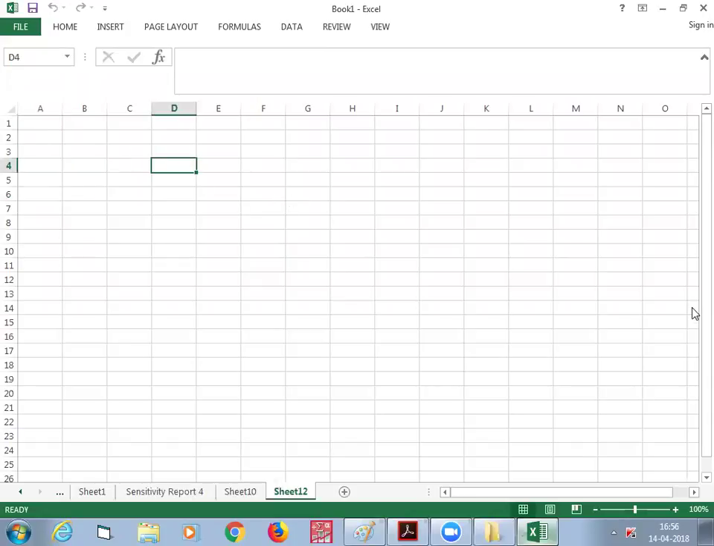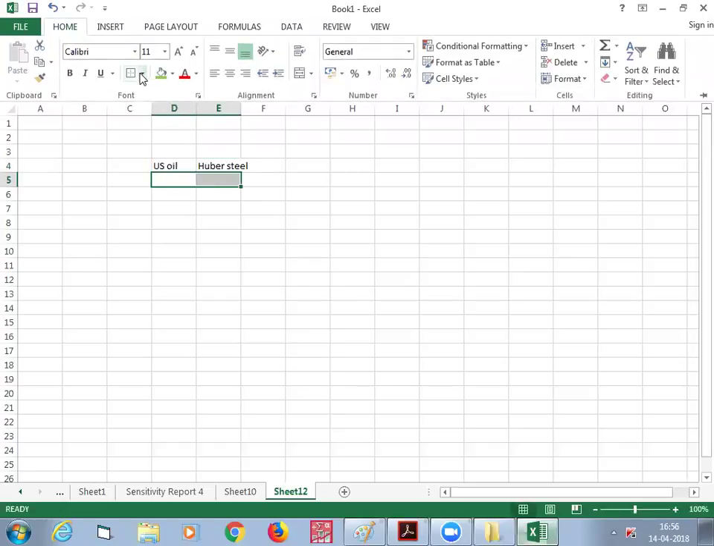All right. So, US Oil and Huber Steel. These are the variables.